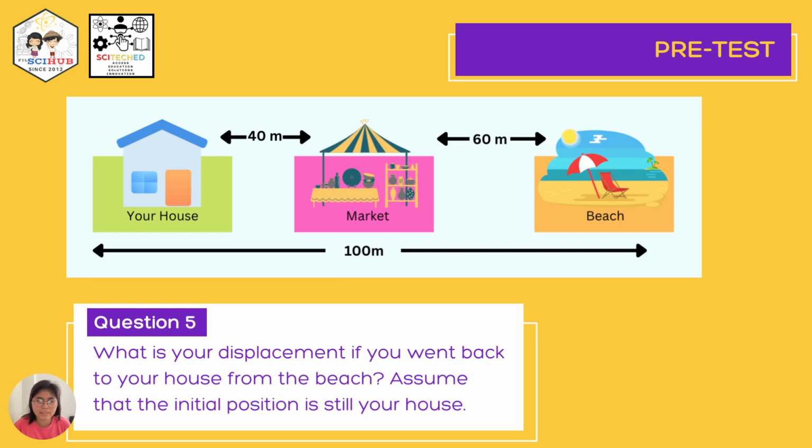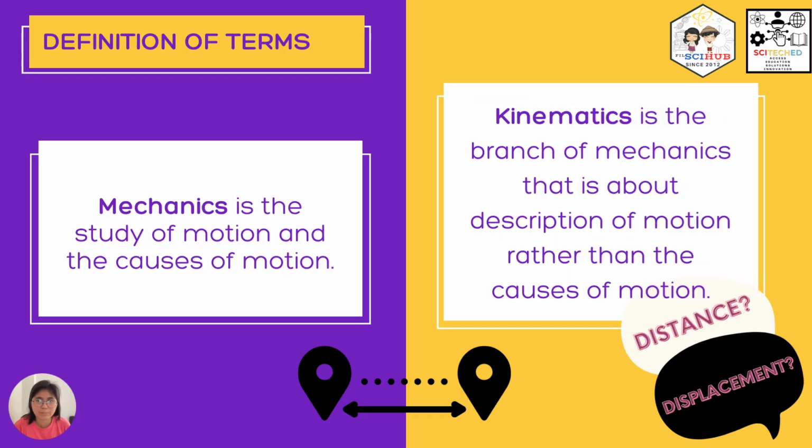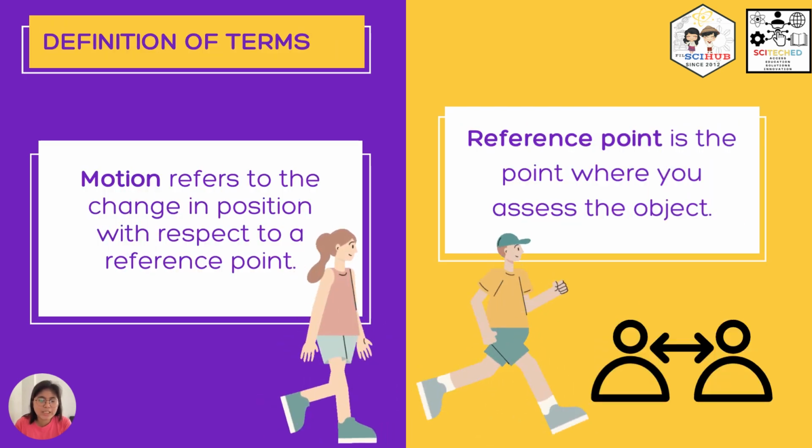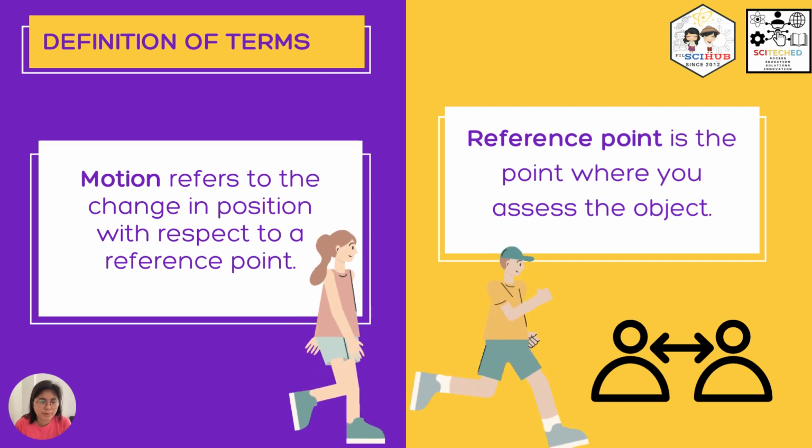Now, with that said, let's go to the definition of terms that we will encounter in these lessons. So, since this is your introduction to straight line motion, we will deal with mechanics. So, when we say mechanics, this is the study of motion and the causes of motion, but we will only focus on kinematics, which is the branch of mechanics that is about the description of motion rather than the causes of motion. So when we say motion, this refers to the change in position with respect to a reference point.